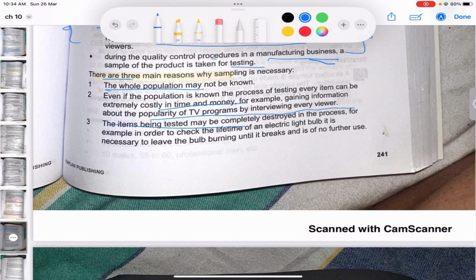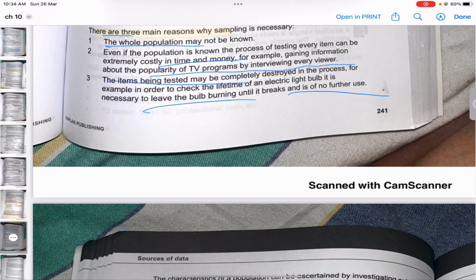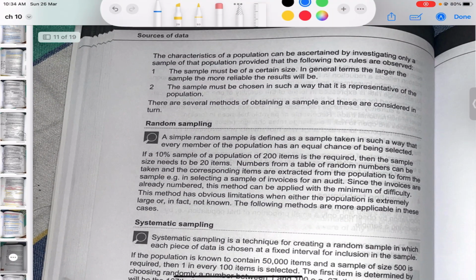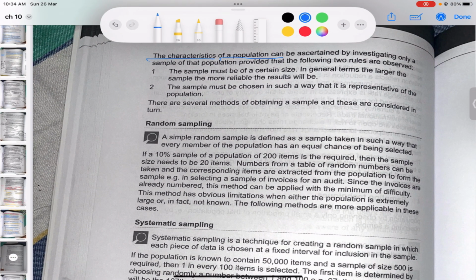Third, the items being tested may be completely destroyed in the process. For example, in order to check the lifetime of an electric bulb, it is necessary to leave the bulb burning until it breaks and is of no further use. So sometimes when you test a product, you are using the product, and I can't sell the electric bulb after using it. So in some cases when you do sampling, the entire product might be destroyed.